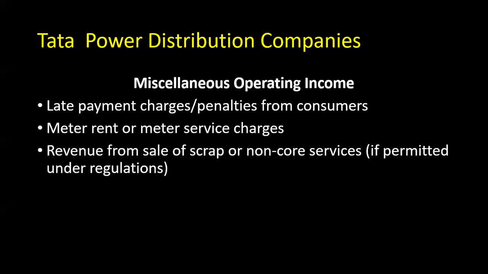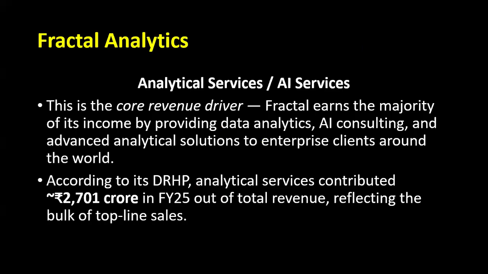And similarly, in both PhonePe as well as Tata Power, for that matter any distribution company, they may have other non-operating incomes, so any surplus cash invested. So that is also possible. Another company which is in the news of late is Fractal Analytics. They claim to be the first AI company going to the market. What is their revenue? The core revenue driver is the analytical services and AI services.